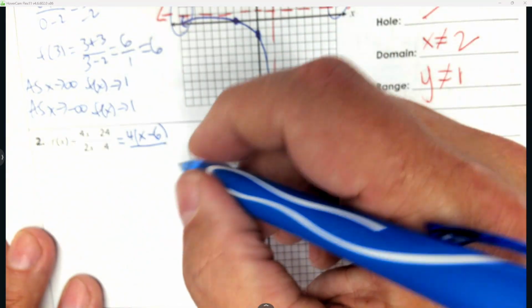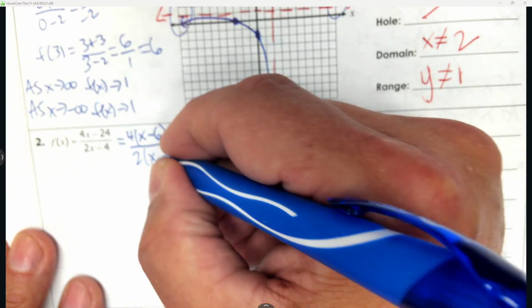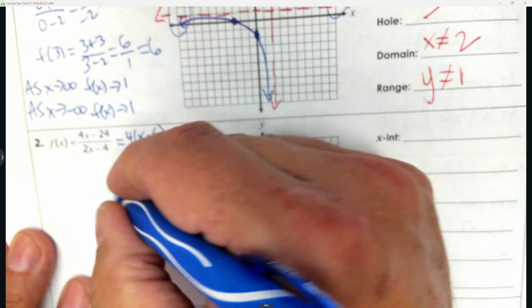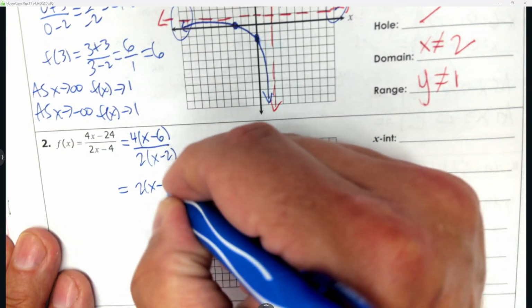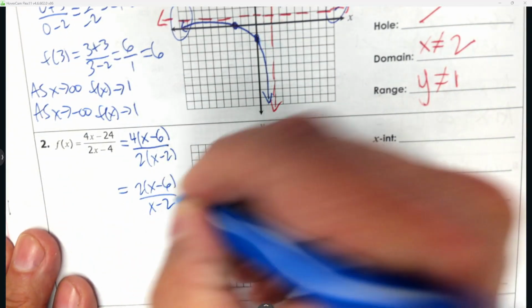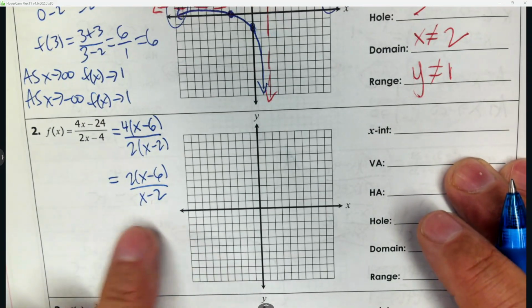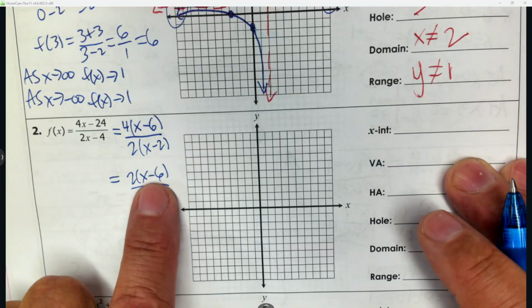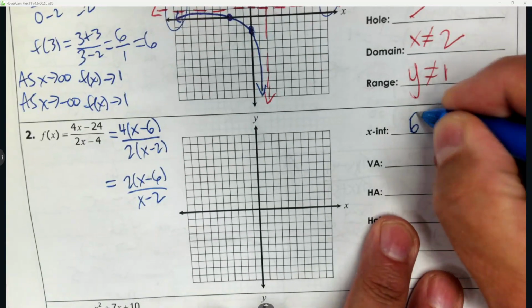I'm going to do the same thing here. I'm going to factor out a 2. And then what's left over is x minus 2. I'm going to simplify it. So 2 goes into 4 evenly. That does not create a hole because no letters were crossed out. And this is what I'm going to graph. So the 0 comes from the top. So the opposite number of x minus 6 is 6.